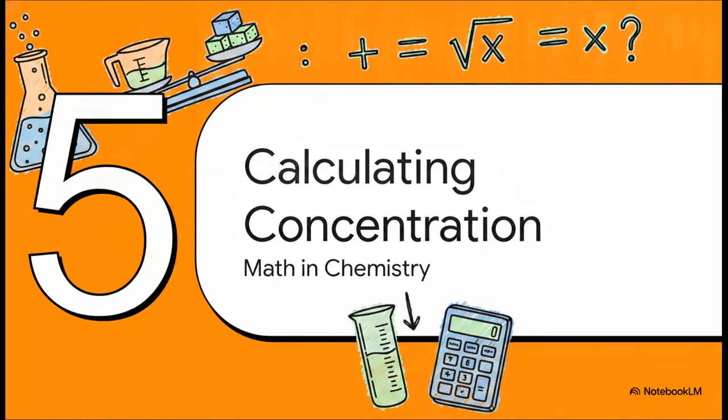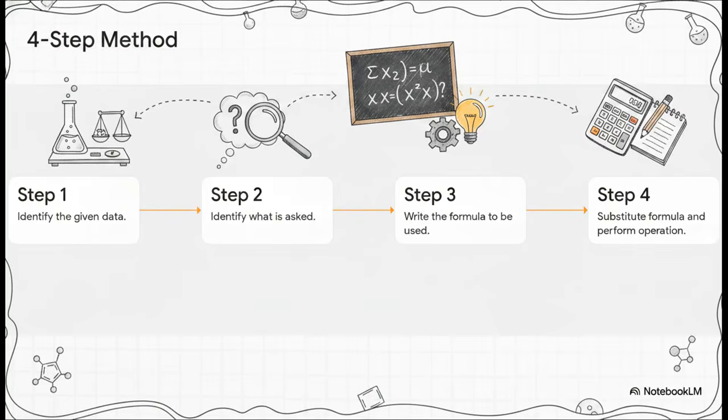Section 5. Calculating solution concentration. So, whenever you're asked to calculate the actual concentration of a solution, whether that's percent by mass or percent by volume, you can always rely on this simple, foolproof 4-step method. Step 1, always identify your given data first. What's the mass or volume of your solute and your solvent? Step 2, identify what is asked. What is the specific question trying to find? Step 3, write down the correct formula. And step 4, substitute the data into your formula and just do the math. Sticking to this process keeps your work neat, logical, and accurate every single time.